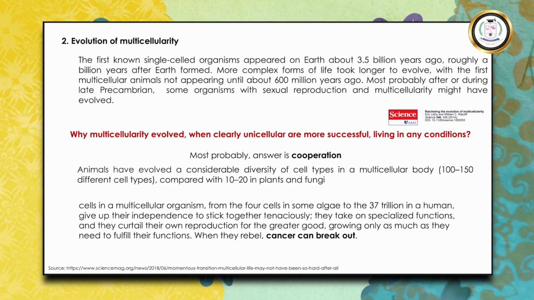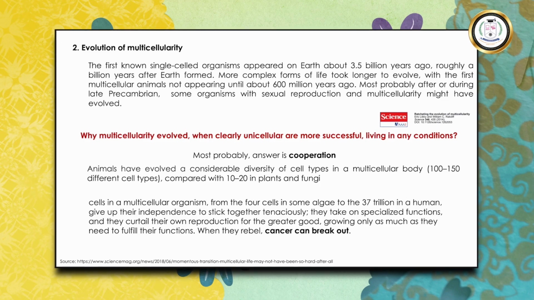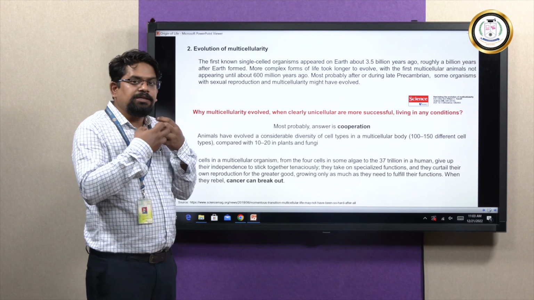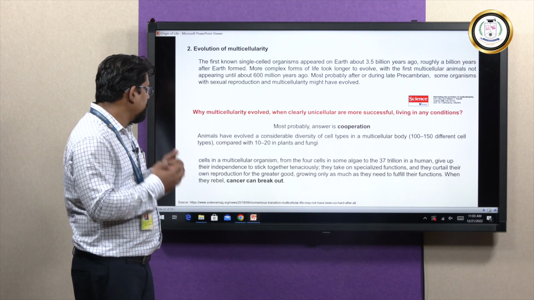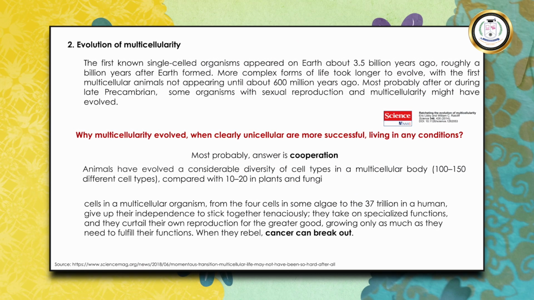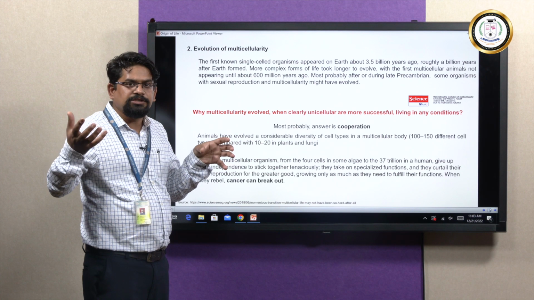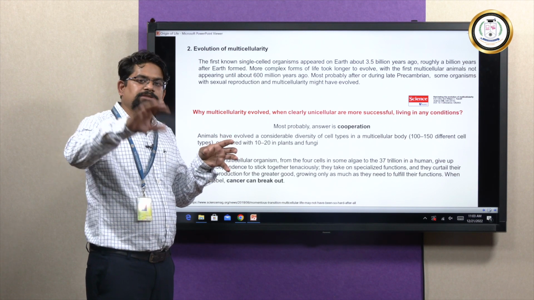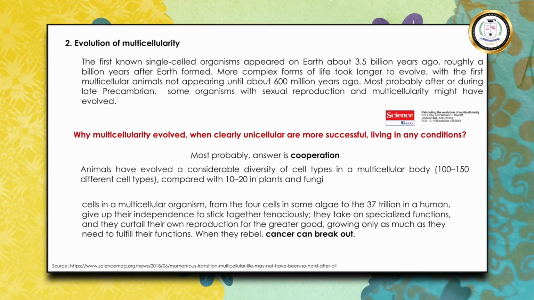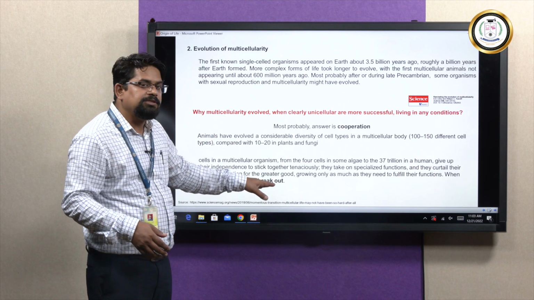Animals have evolved a considerable diversity of cell types in the multicellular body, and when you put the cells together in a cooperative way, maybe that is the reason why multicellularity might have evolved. The idea is that one cell does one function, the second cell does the second function, and may use the outcome from the first cell as a substrate or an initial input, and then the second makes the third. Like that, there is a cooperation that might have led to multicellularity in the species. And if that function is disrupted, it can lead to diseases such as cancer.